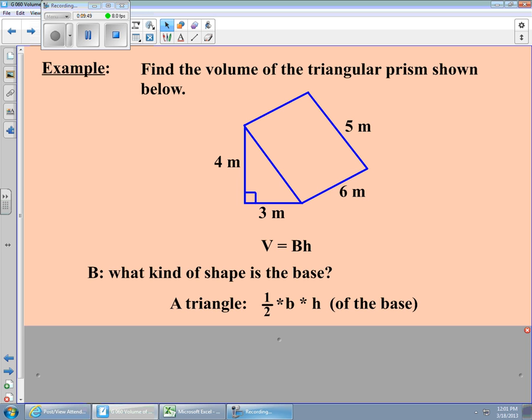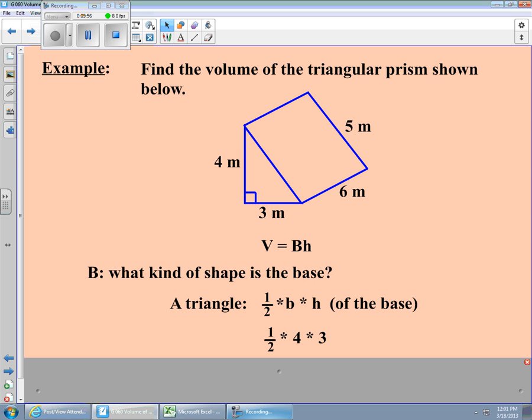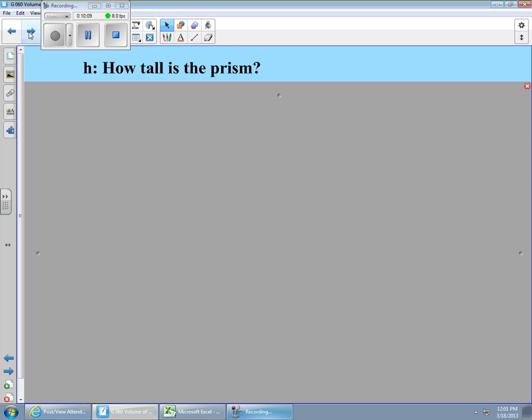Okay, remember base and height are going to be perpendicular to each other. Okay, it's the 4 and the 3. So simple enough math on that. Half of 4 is 2, and 2 times 3, 6. Okay, so there's big B, 6.